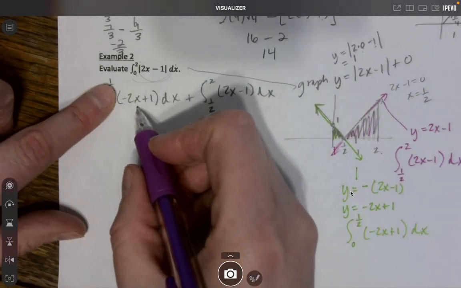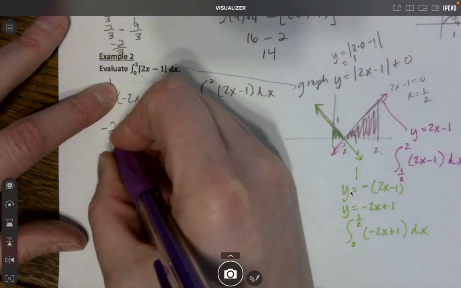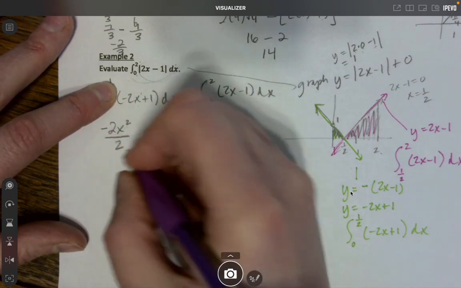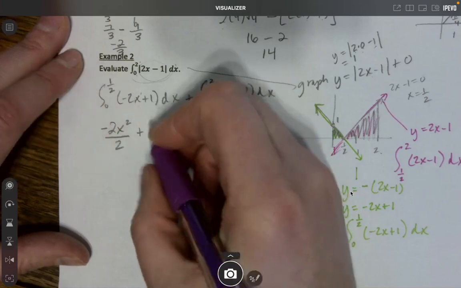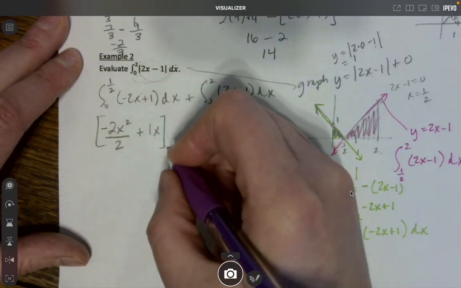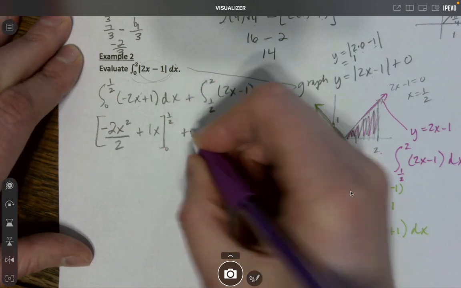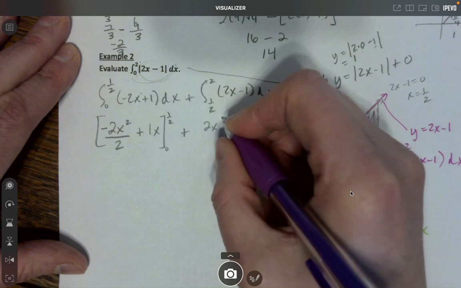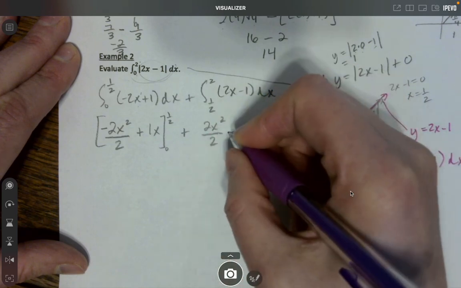So when I integrate -2x, I know I need to increase that exponent from 1 to 2, but then I'm dividing by 2, plus, and then this is going to be a 1x, and I'm going to integrate this one from 0 to 1/2, and then plus. Second one, if I have a 2x, we're going to make that 2x squared over 2 minus.